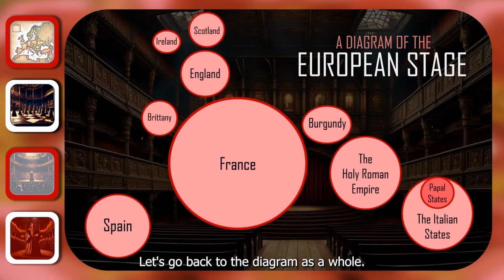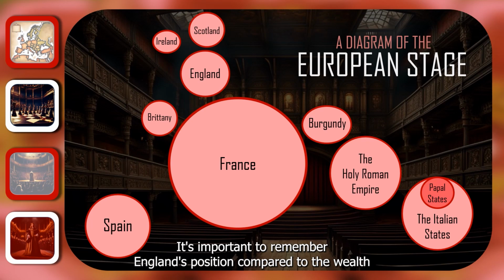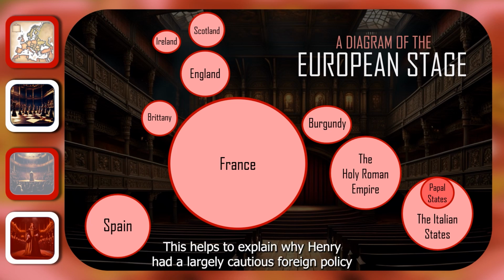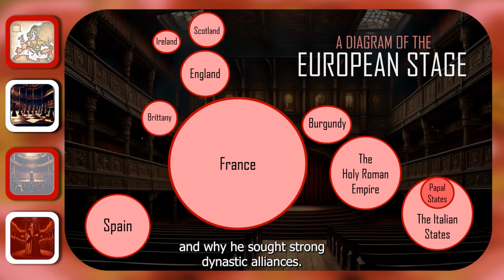Let's go back to the diagram as a whole. It's important to remember England's position compared to the wealth and power of France, the Holy Roman Empire, and Spain. This helps to explain why Henry had a largely cautious foreign policy and why he sought strong dynastic alliances.